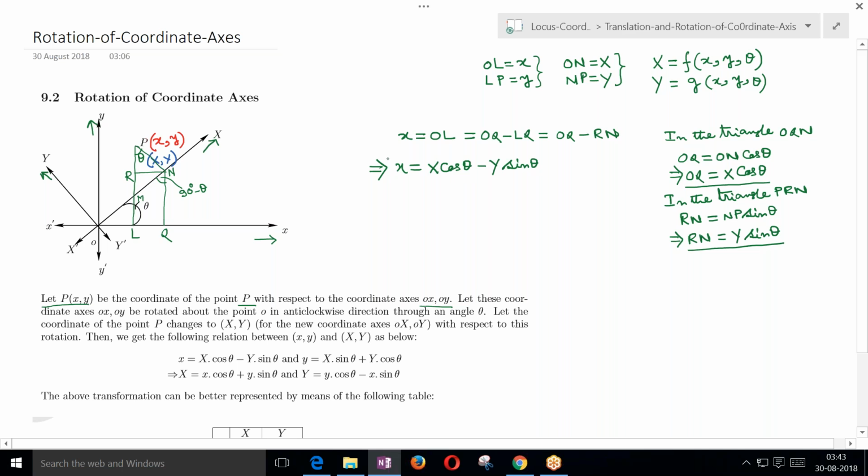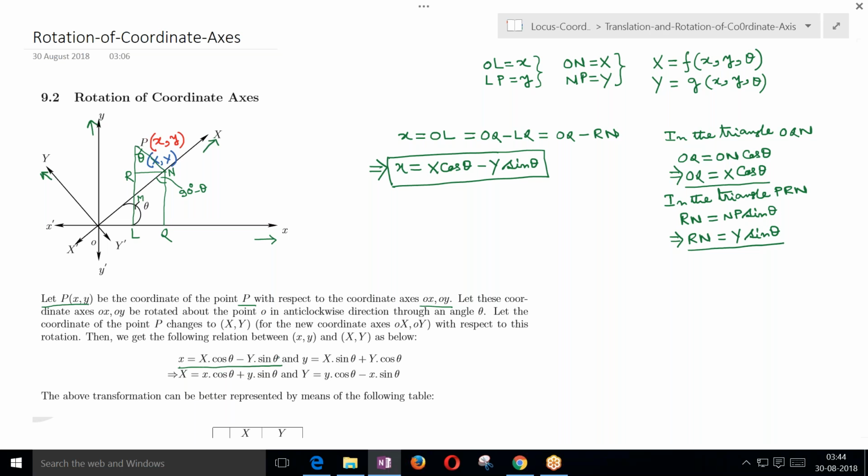Okay, so this is one relation, we found it out. Now, that is what I described earlier in this summary. If you look into this one, lowercase x is equal to capital X cos theta minus capital Y sin theta. In a similar manner, you will also find the value of Y.